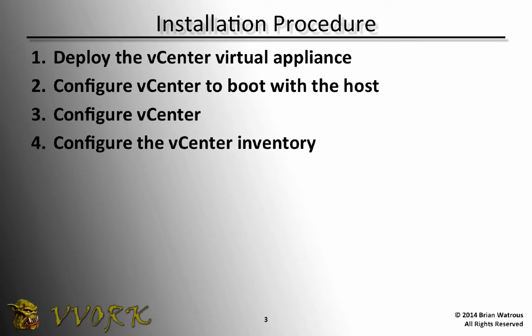In a few moments, we'll demonstrate how to install the vCenter Server virtual appliance. The steps involved are, step 1, we're going to deploy the vCenter Server virtual appliance onto our first host, ESXi01. Then we'll configure vCenter to boot whenever that host boots. The third step will be to configure other aspects of vCenter Server. And then in step 4, we'll configure the vCenter inventory.